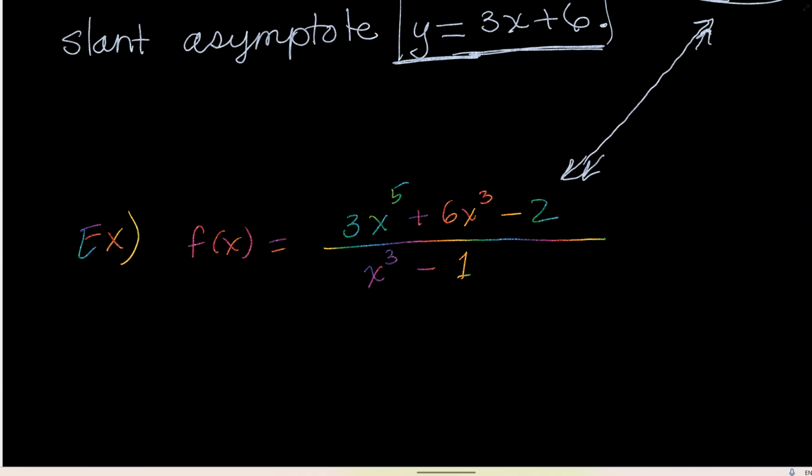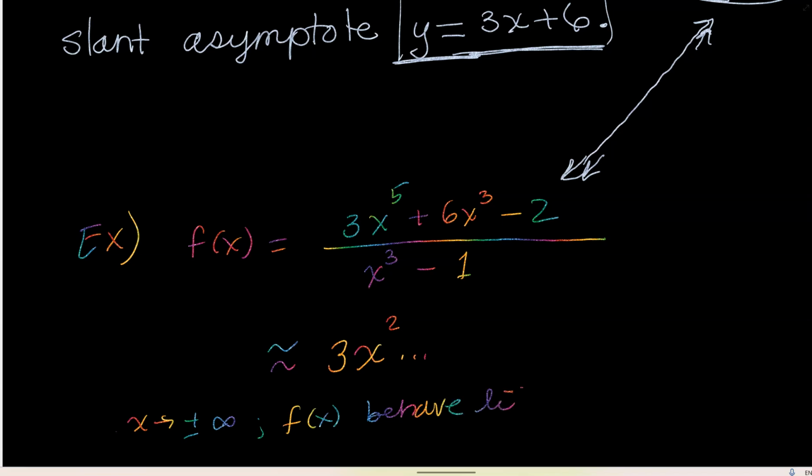So do you see what happened here when you are dividing something to the 5th power by something to the 3rd? Your function would be approximately 3x squared plus something. So when x goes to positive or negative infinity, your function is going to behave like a parabola. And which one is it? It's that one. And how do you find it? Use long division.